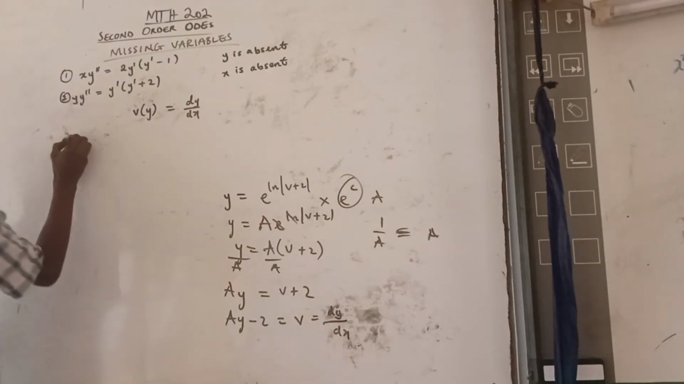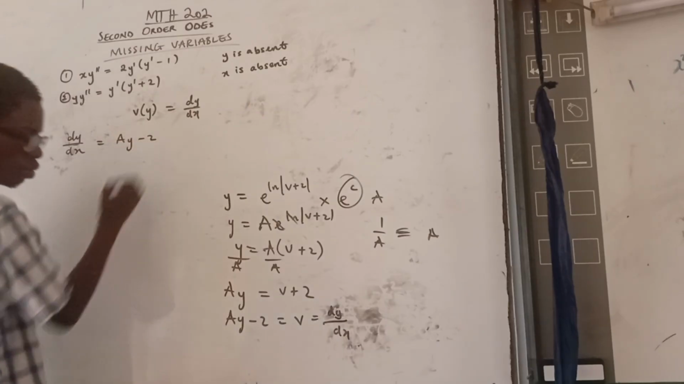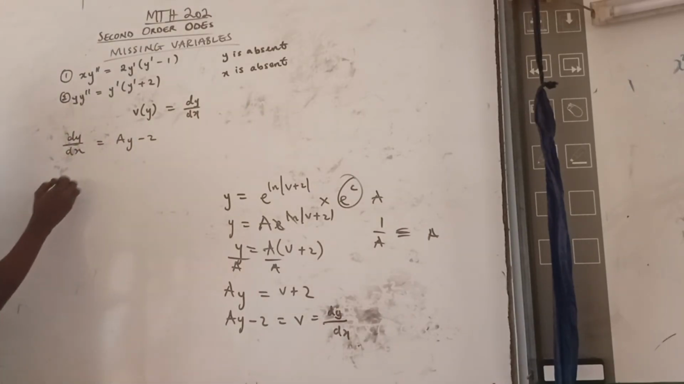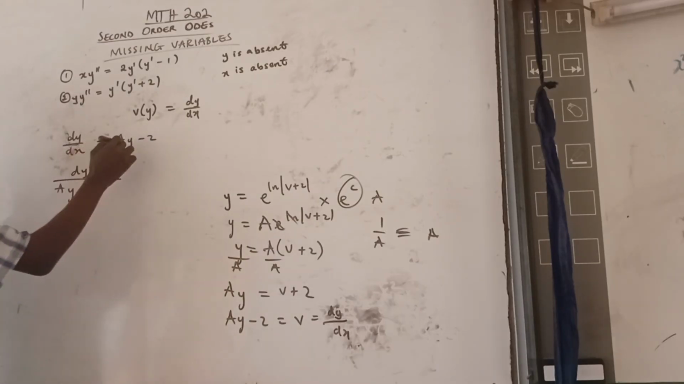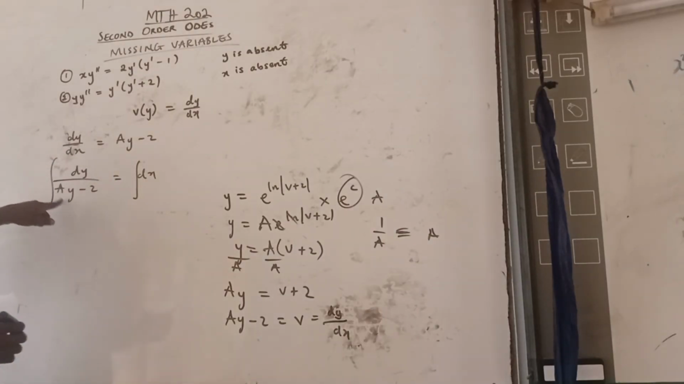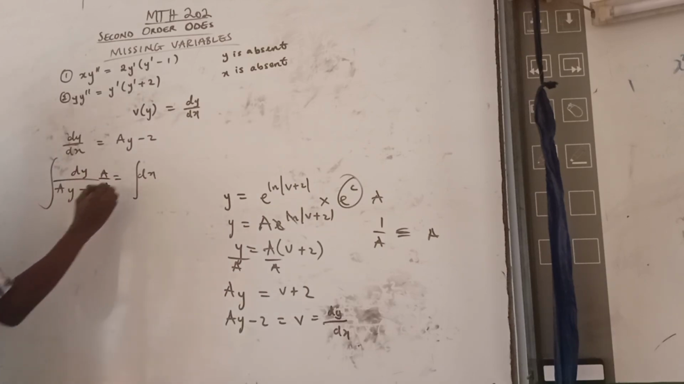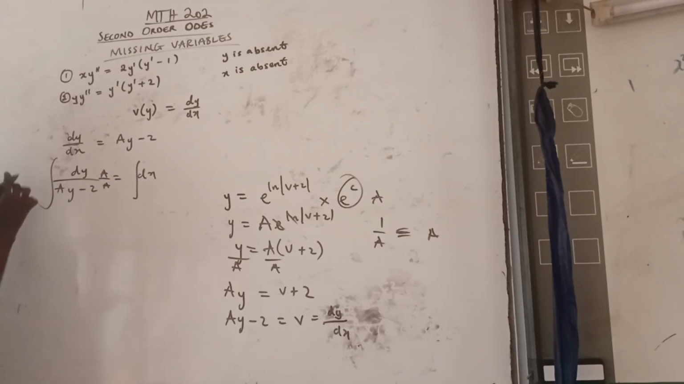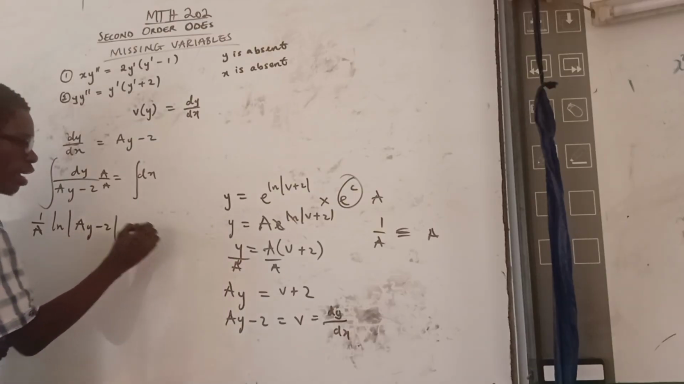So if dy/dx equals ay minus 2, it means I can separate these two and say dy over ay minus 2 equals what? Equals dx. And I integrate both sides. If I differentiate what's under, I'm going to get only a. So I can multiply up and down with a, so I use a over a, right? This one will come out. So I have 1 over a ln(ay minus 2) equals x plus c.